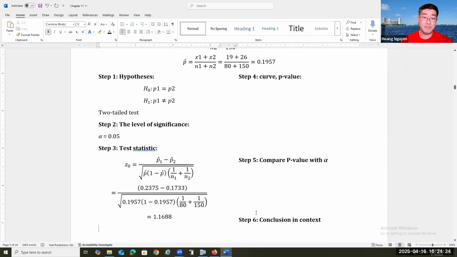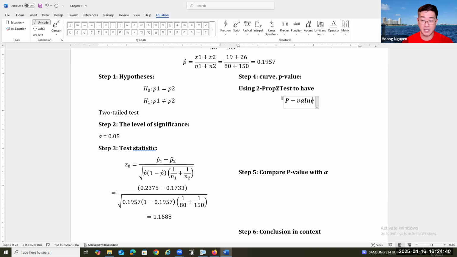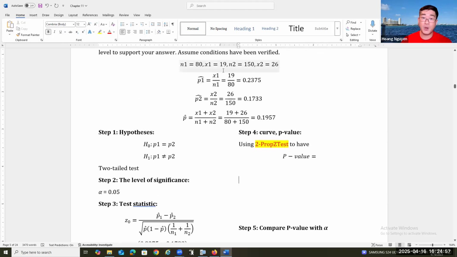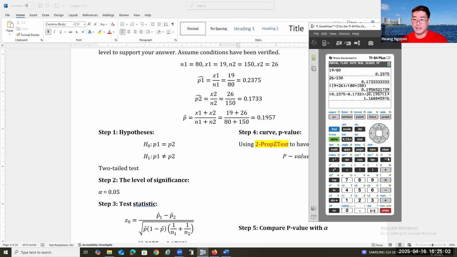Okay. Now, step number 3, you need to draw the curve and calculate the area to get the answer for the p-value. But luckily, we have the shortcut. So I'm going to say using the 2 proportion z-test to have the answer for the p-value. The shortcut that we're going to use is the 2 proportion z-test. With all of those data, x1, n1, x2, n2. So let's try it one more time with the shortcut then.